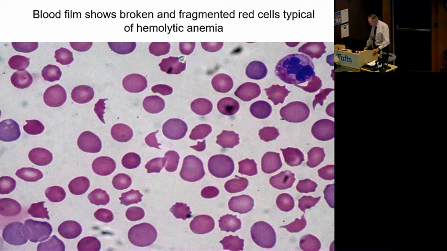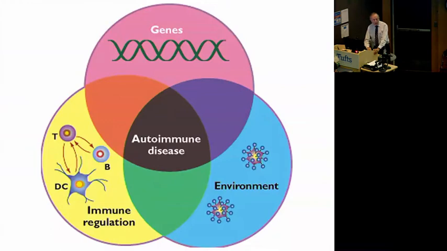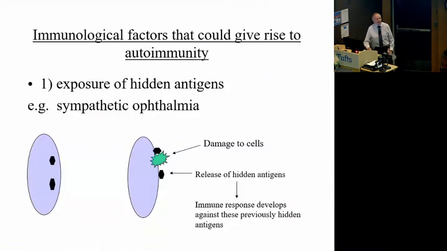So all we know is there are 3 components to why people get autoimmune diseases. There's an immune regulation defect. There are genetic components, and there are environmental things like bacteria and things in the environment. Let me tell you a little about them. So these are some of the immunological factors that could give rise to autoimmunity. And number 1, the first factor I want to tell you about, is that there could be exposure of hidden antigens. Now listen.